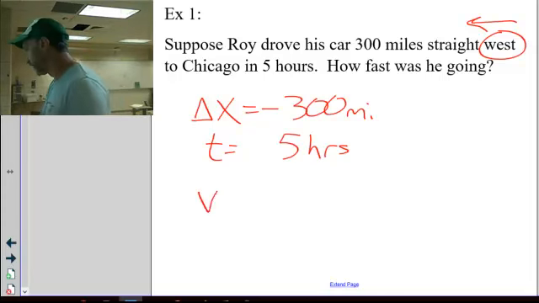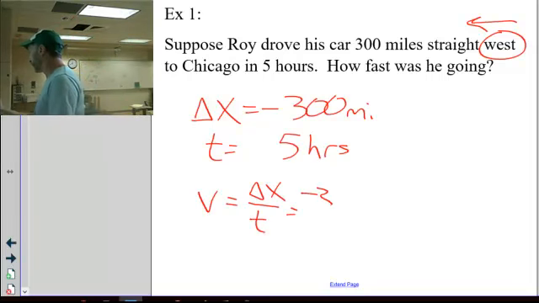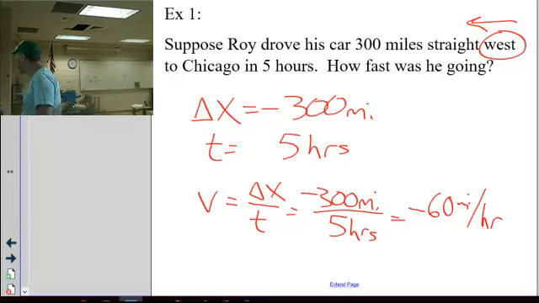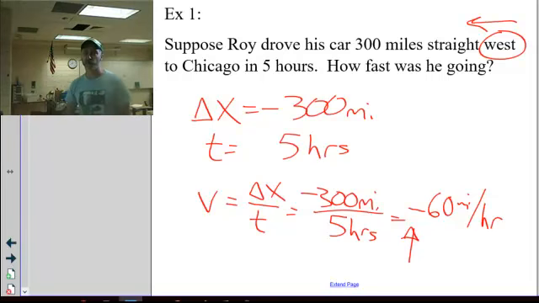Okay? And so then we can find our velocity, displacement over time. Negative 300 miles is how far his displacement was. This took 5 hours. So he averaged 60 miles west per hour. Notice, just like displacement, our velocity includes direction with the same exact logic, right? We went west 60 miles each hour. Okay? So there's your answer.